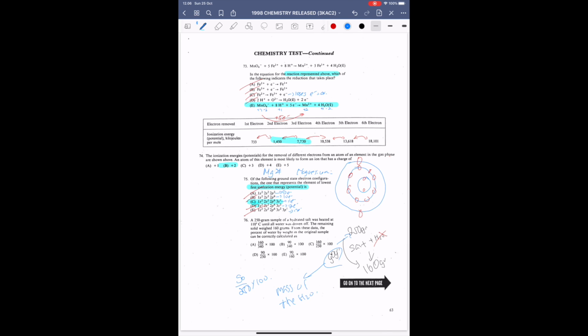And so the choice would be D. But let's double check with the answer. So 90 over 250 times 100 is basically 9 over 25 times 100. That's 900 over 25, which is equal to 36%. So 250 times 0.36, or 36%, should be 90, right? So we know that's the correct answer.